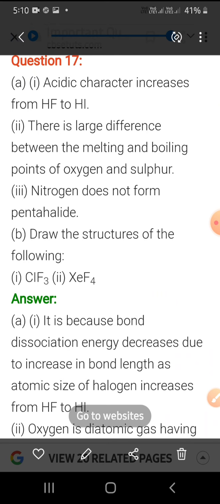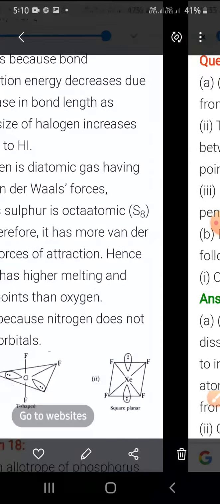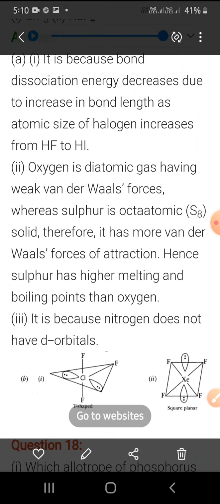Next question. There is a large difference between the melting and the boiling point of oxygen and sulfur. Both belong to group 16 elements. Both are non-metal, but there is a large difference between the melting and the boiling point. What is the reason? Because oxygen is a diatomic gas having weak van der Waals forces, whereas sulfur is an octatomic solid. Therefore, it has more van der Waals forces of attraction. Hence, sulfur has higher melting and boiling point than oxygen.